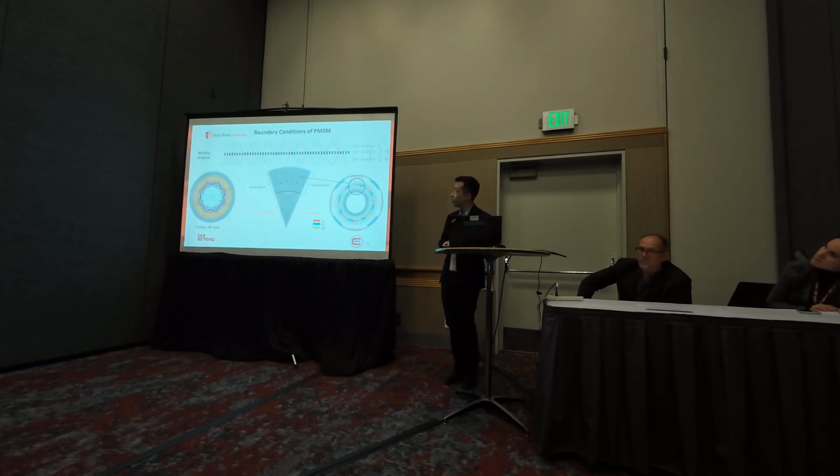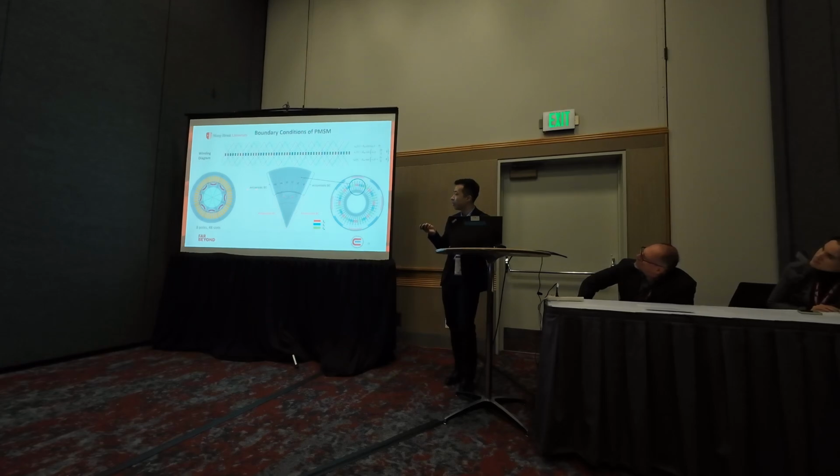So here are the boundary conditions of the PMSM. We have a very classical 8-pole, 48-slot permanent magnet synchronous motor. In order to reduce the computational cost, we only consider one sector of this PMSM, and we apply the anti-periodic boundary condition on both sides. You can see the red, blue, and green colors, which represent the surface currents. Each of them differs by a 120-degree electrical angle.